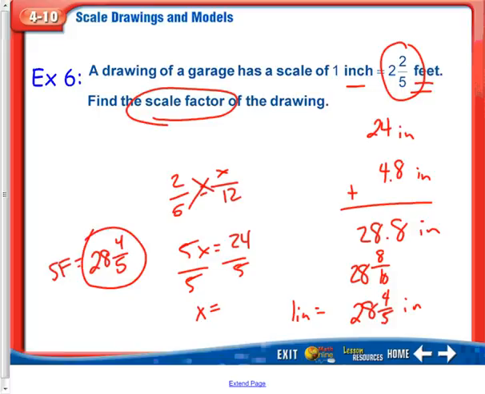So to get from our drawing to our actual size, you need to multiply by 28 and 4/5, which comes out to 2 2/5 of a foot. That'll be the same thing. To make a replica or to go to the actual real size, you're going to use that factor of 28 and 4/5.